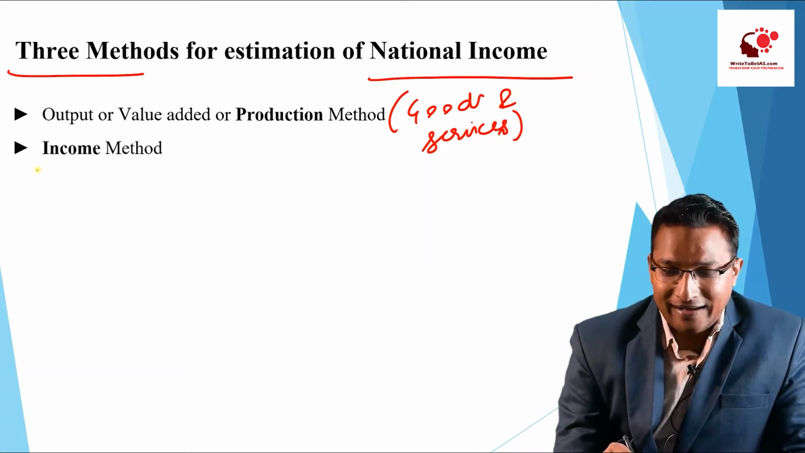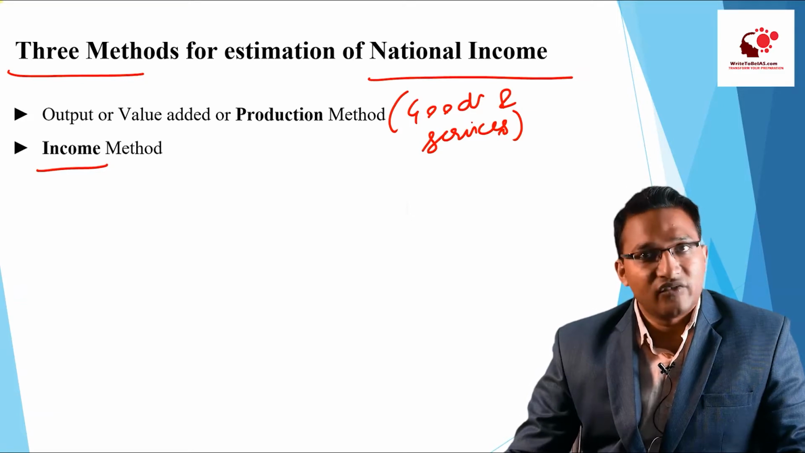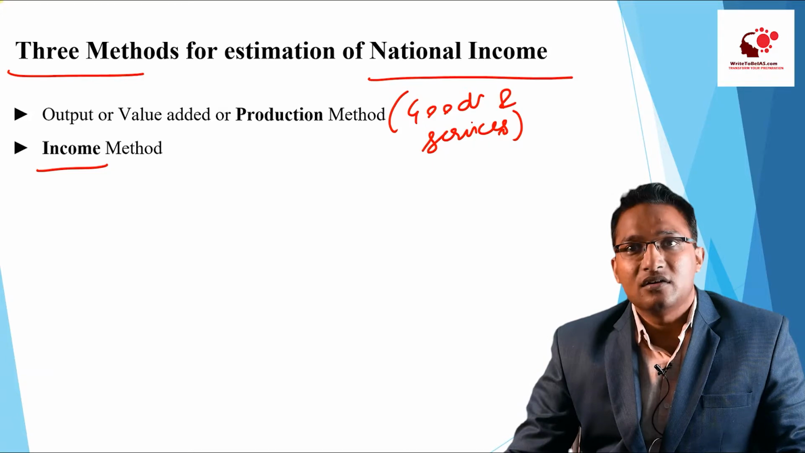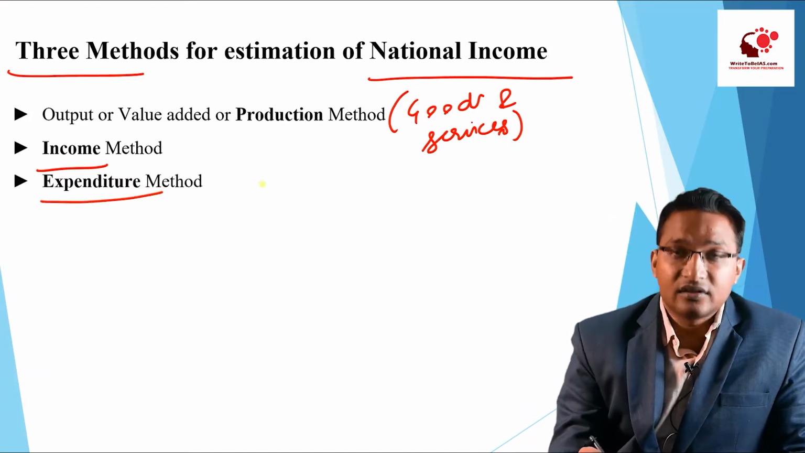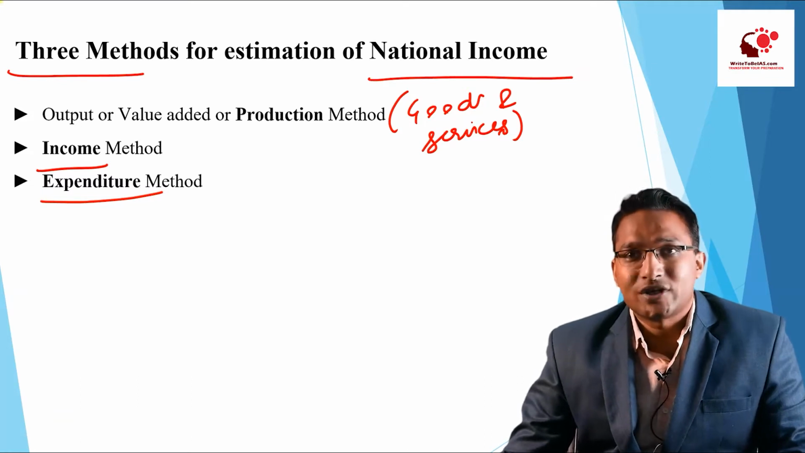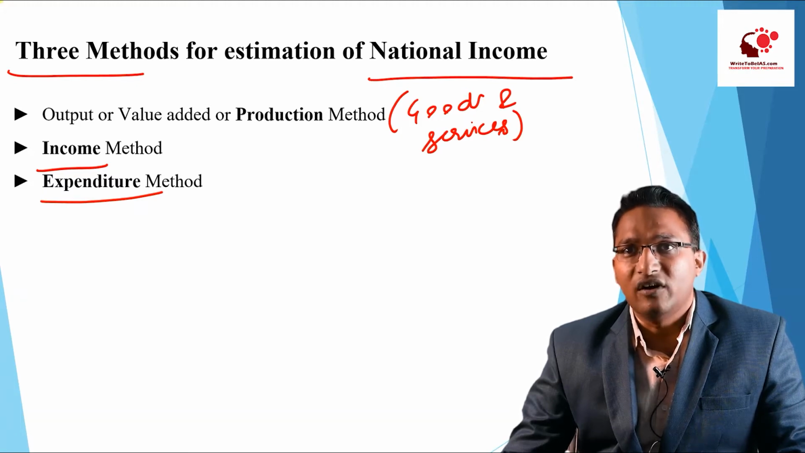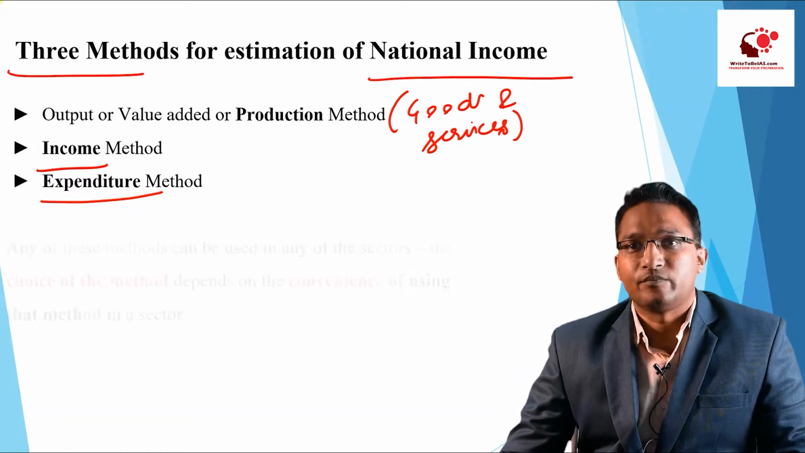Secondly, we have the income method. The income method represents the situation where the factors of production are being paid by the firms. Third is the expenditure method. This expenditure method reflects those transactions where the households are paying the amount to the firms for the goods and services that they have purchased from the firms.